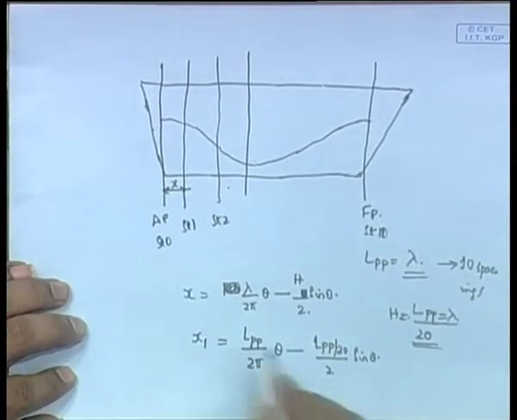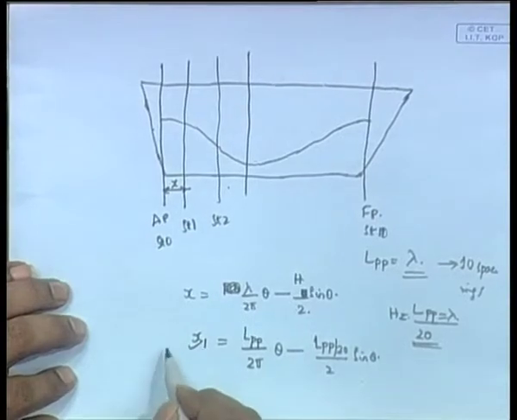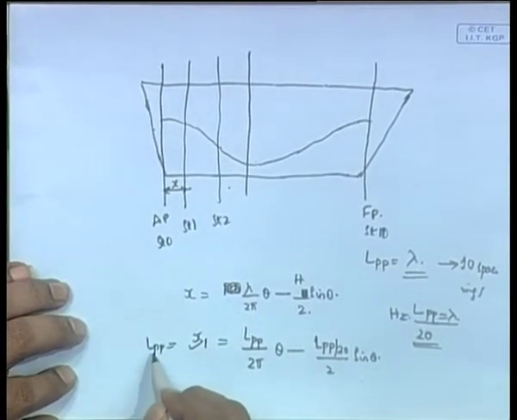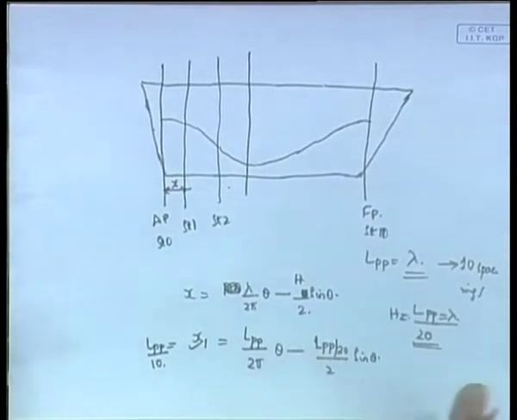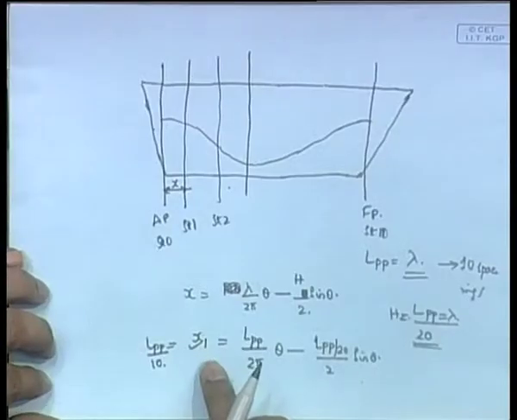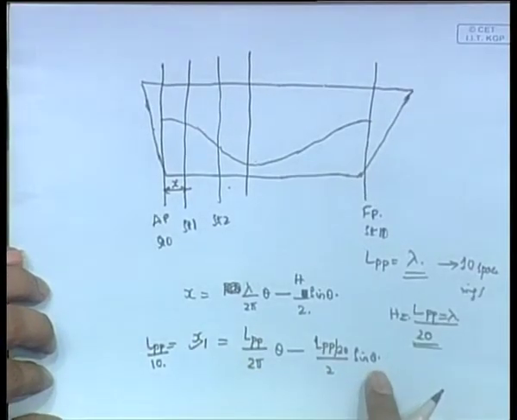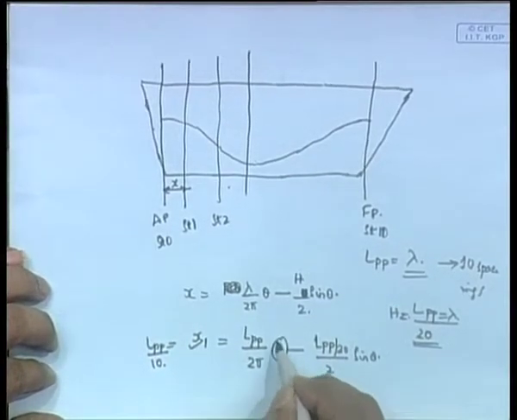So you end up with this x1, which is some value, the distance which is actually equal to, in this case, LPP by 10. That means the total length of the ship we have divided into 10 spacings by 11 stations. So LPP by 10 is equal to x1 is equal to this equation you get. Now in this equation, the only unknown that you have is theta.